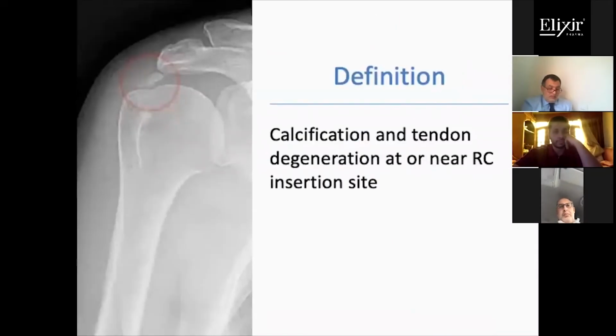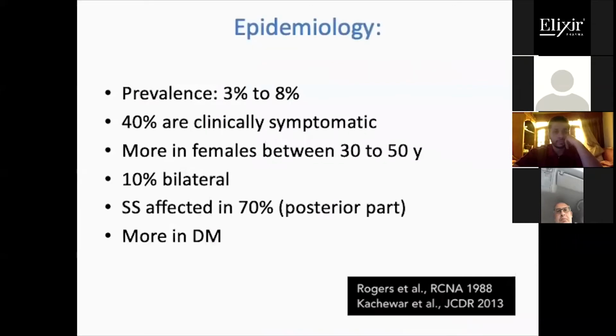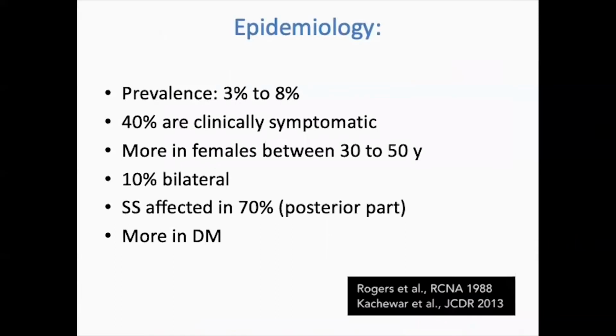Calcific tendinitis is defined as calcification and tendon degeneration at or near the rotator cuff insertion site. Its prevalence is about 3 to 8%, of which only 40% can be symptomatic. It's more in females between 30 to 50 years of age and can be bilateral in 10% of cases. It usually affects the supraspinatus tendon, especially the posterior part, and diabetes is a common association.